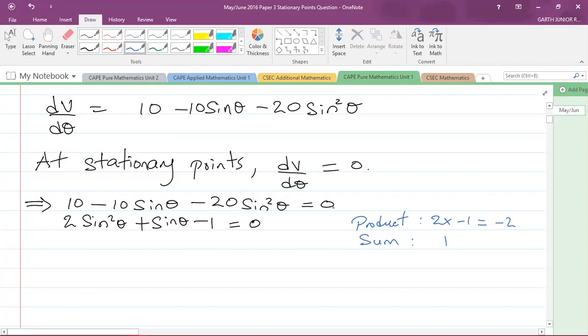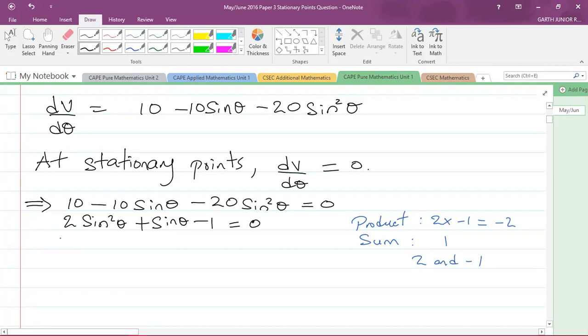Great. So I need two numbers. When I multiply them, I get negative 2. And when I add them, I get positive 1. All right. And those two numbers are 2 and negative 1. All right. 2 multiplied by negative 1 will give me a negative 2. And 2 plus negative 1 will give me 1. Right? Great. So let us now continue. So I'm now going to split the middle term. I'm going to split sine theta into 2 sine theta minus sine theta.